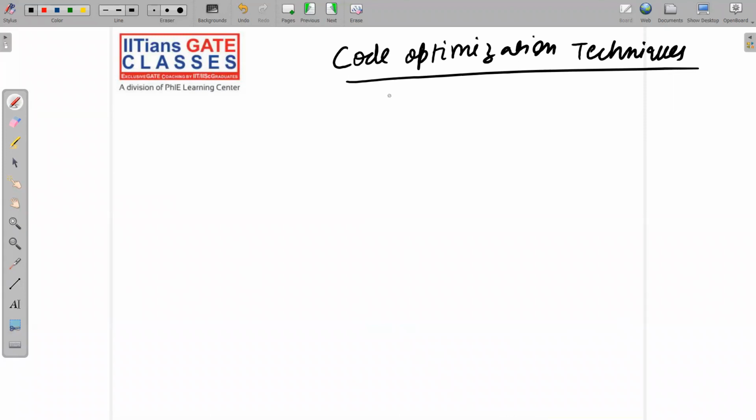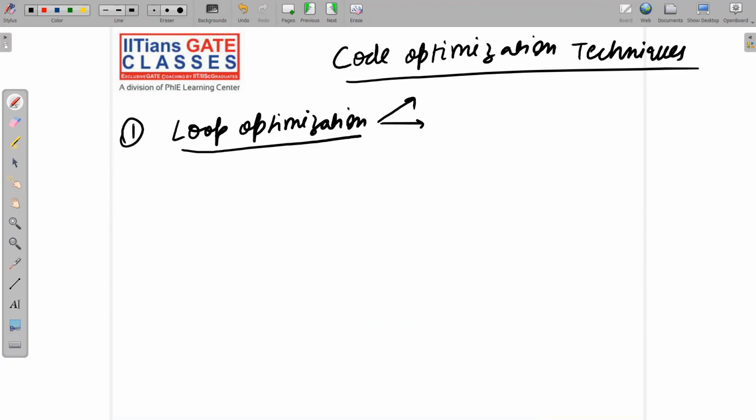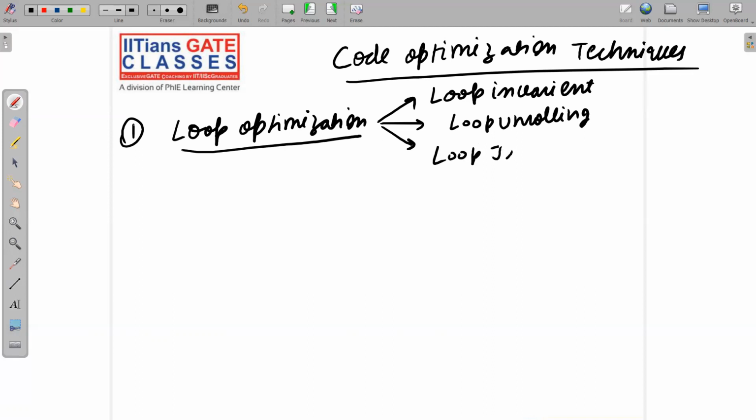So there are several techniques. Okay. Let me label them one by one. So first is loop optimization. For loop optimization, we have three kinds of loop optimization. First is loop invariant. Second is loop unrolling. And third is loop jamming, or loop combining.